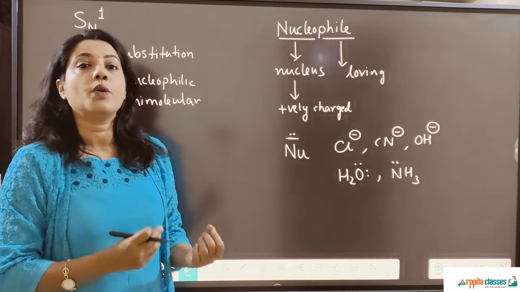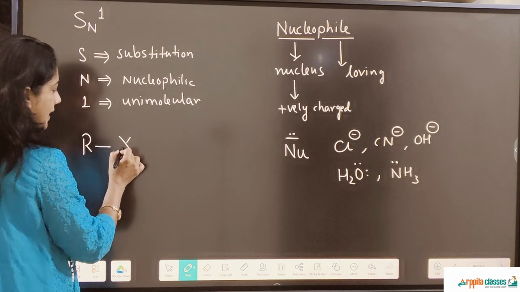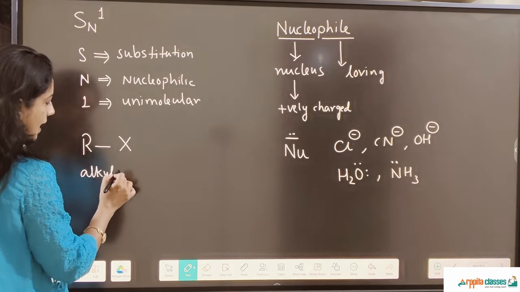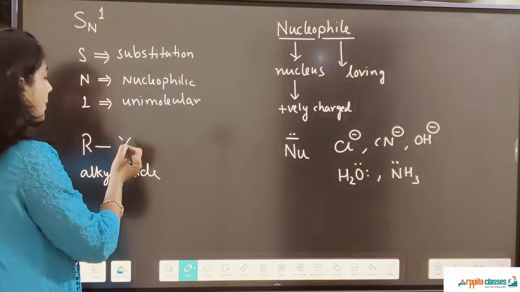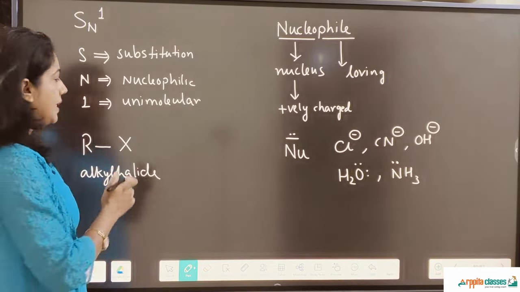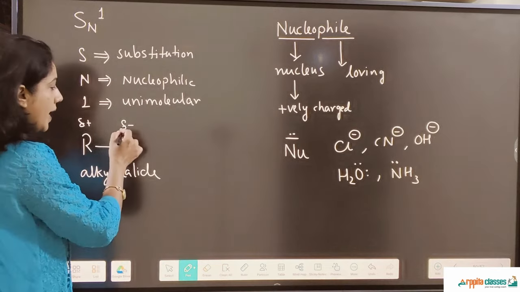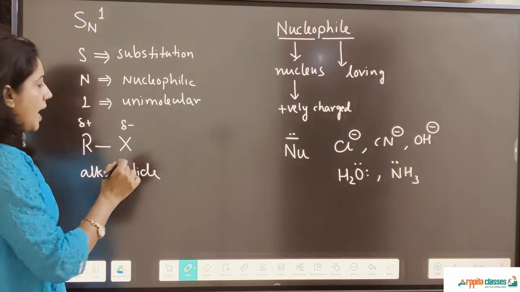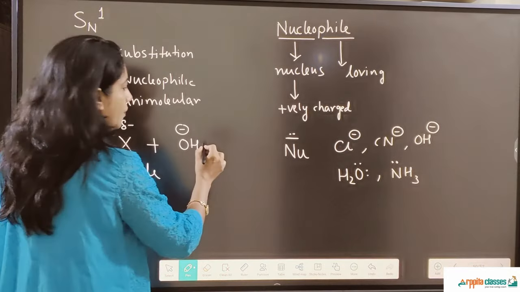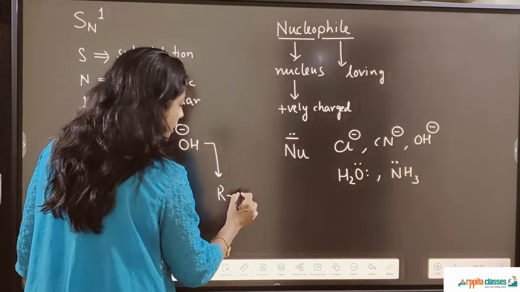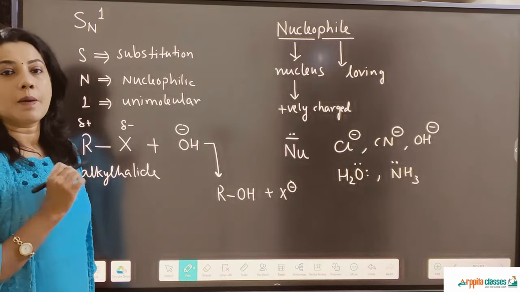Now let us understand what a nucleophilic substitution reaction is. For example, I am taking RX. This is my alkyl halide. Here you know that the carbon-halogen bond is a polar bond because X is much more electronegative than carbon, so it gets a very small amount of negative charge and carbon gets a very small amount of positive charge. So X minus is a nucleophile here. And if this is reacted with OH minus, another nucleophile, we get a product as ROH plus X minus. This is called a nucleophilic substitution reaction.